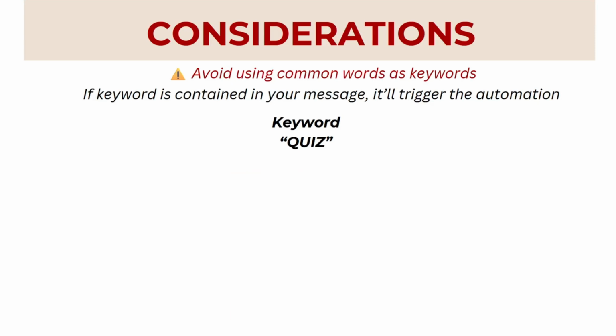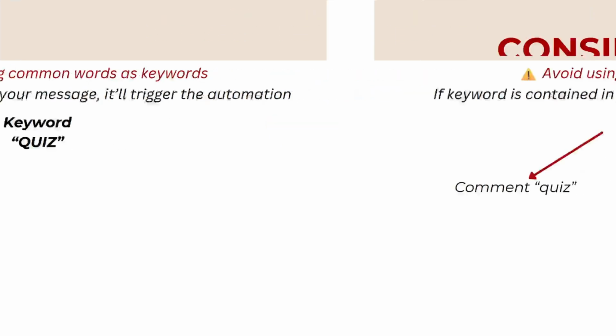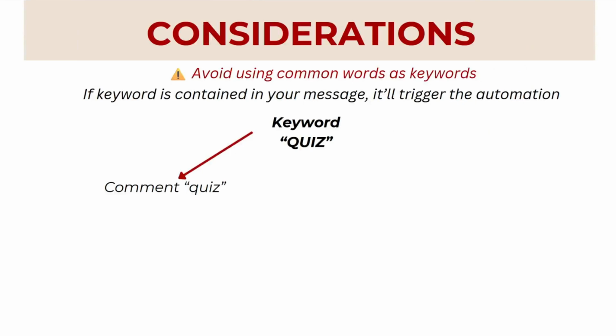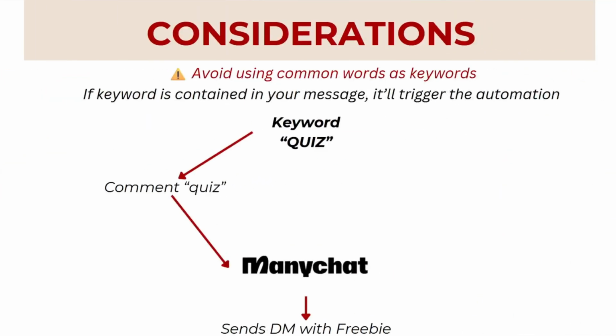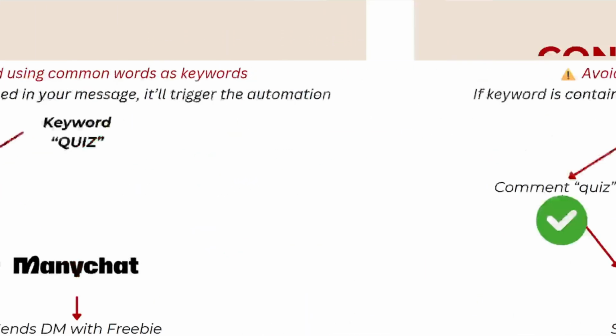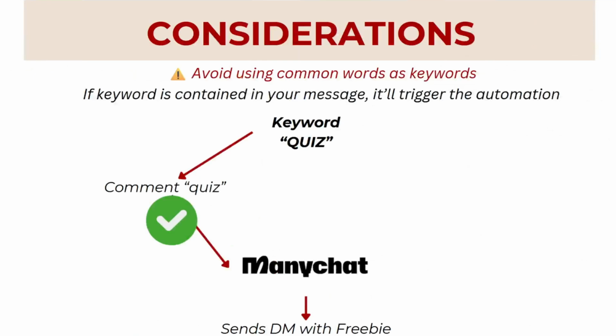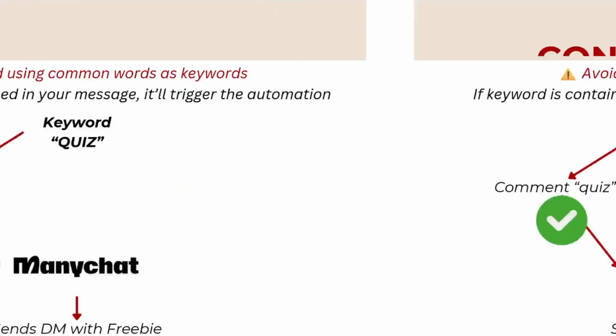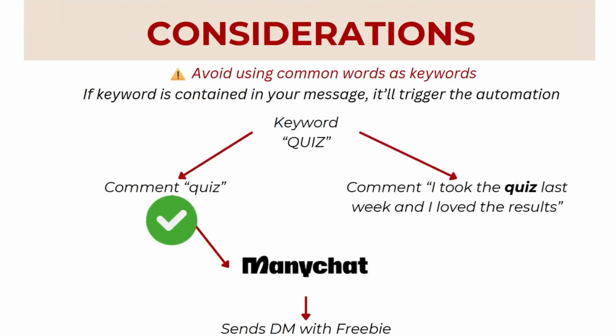So let's take this example. We have the keyword quiz, and then someone comments on my post quiz. Then that's okay. ManyChat will send them the DM with the freebie. That's okay. That's what we want. But let's see this other example. Someone comments, I took the quiz last week and I love the results.